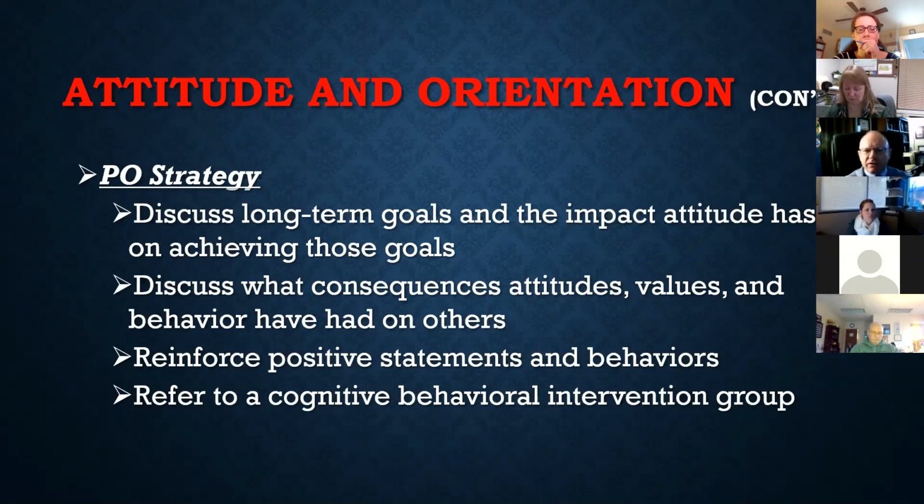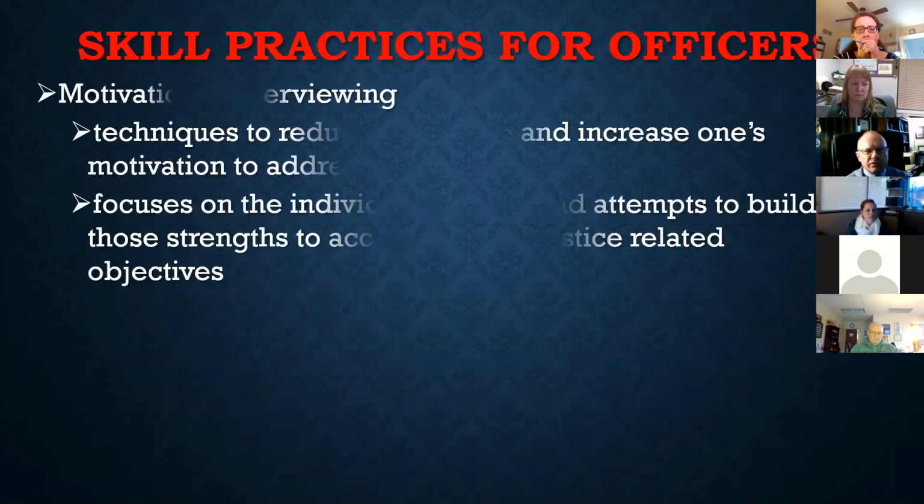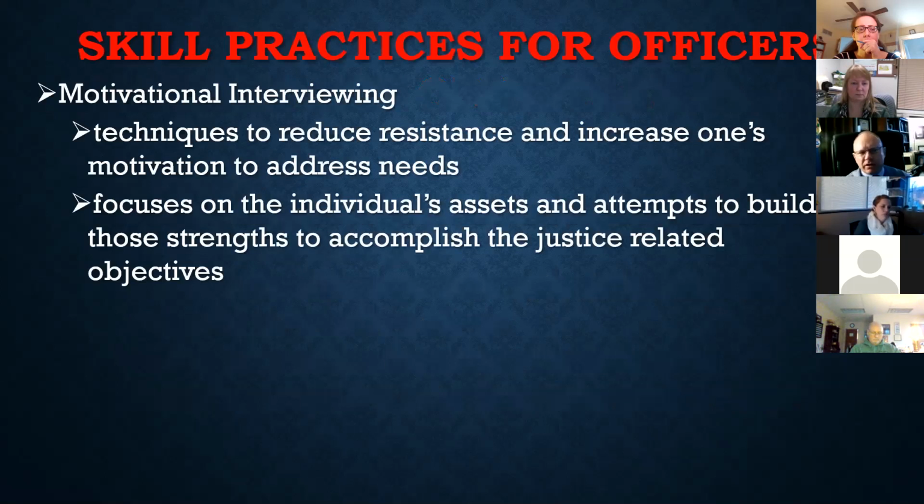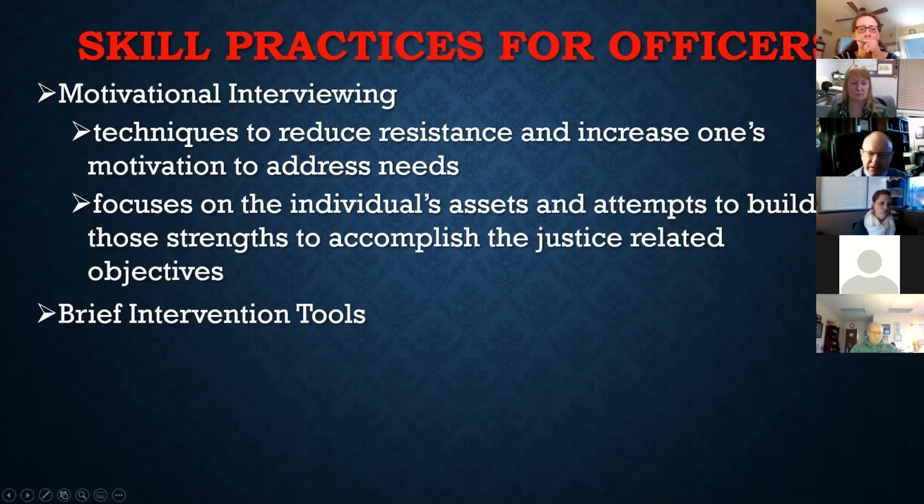So again, having that type of cognitive behavior dialogue is really great. Talking about motivational interviewing being very important: techniques to reduce resistance, and really dealing with the ambivalence to change. That's really what MI does. It focuses on the individual's assets, attempting to build those strengths to accomplish the justice-related objectives. We also have the brief intervention tools. These are quick exercises you can do. We're not doing them in adult yet, but that's something we'll get to. These are very quick homework assignments you can do with the individual if they have a setback.